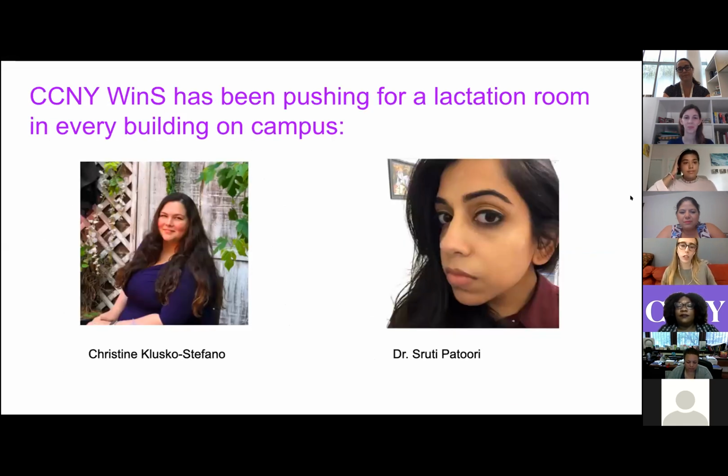One thing that we thought was super important to mention is that we as an organization have been fighting for equality on our campus, and one of our biggest pushes has been for a lactation room in every building on campus. This has been spearheaded by Miss Christine Klesko-Stefano and Dr. Sruti Paturi, who was the previous event coordinator, who have both dedicated so much time and effort into pushing for this. Just so everybody knows, there has been a lot of headway made, and it's still in the works, but we're getting closer.